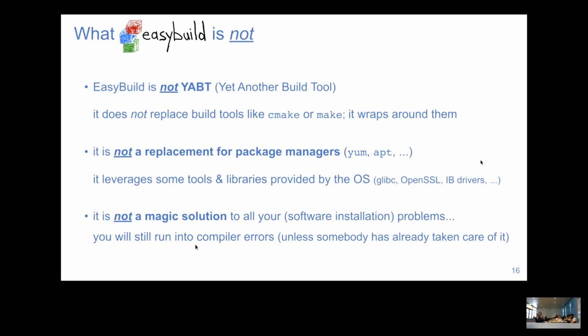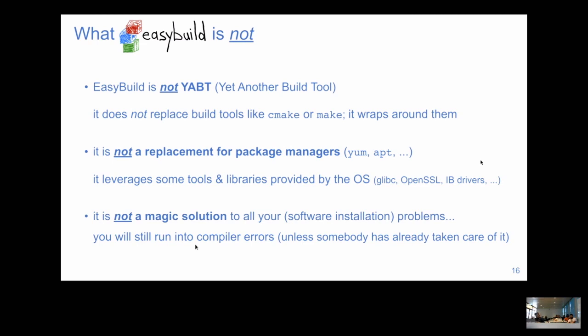It also doesn't replace the traditional package manager, so we still require tools and libraries that are provided centrally in the operating system, or on Cray systems via Cray modules, for example. Typical examples are glibc, so we do not build our own glibc, at least not yet, and that may change in the future. Security libraries like OpenSSL, we pick those up from the OS, or InfiniBand drivers. We don't install these things ourselves either. So all of this is picked up from the OS, and on top we start building our own compilers and MPI libraries, and from that level on, it's all EasyBuild.